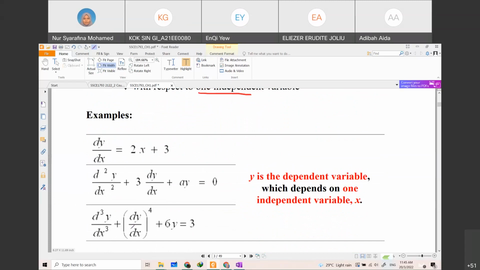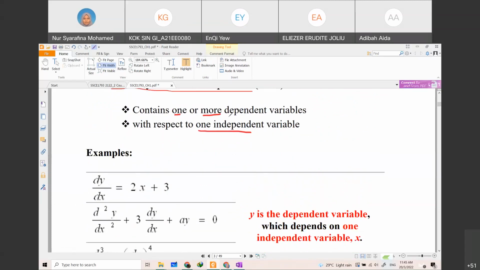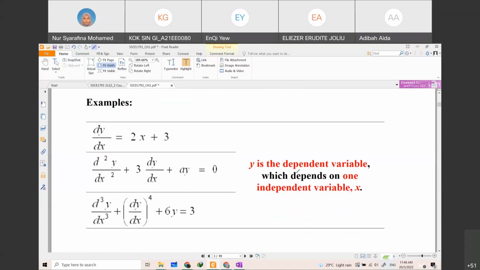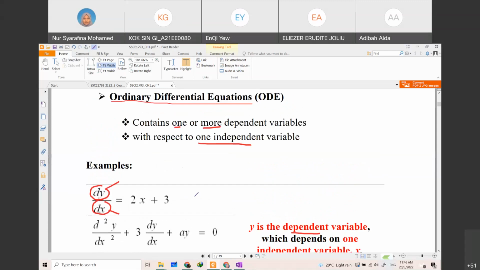In order to know whether they are ordinary or not, you need to first understand the meanings of dependent and independent variables. Now let's see. y is the dependent variable, which depends on one independent variable. As you can see here, dy/dx means that y depends on x. So y is dependent and x is independent. Same for this one. But now, how can we check whether this is ordinary or not?